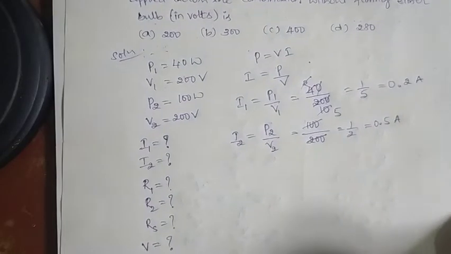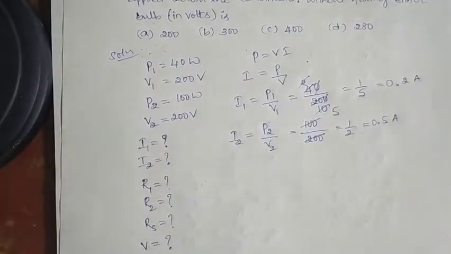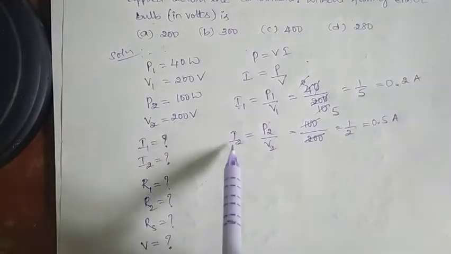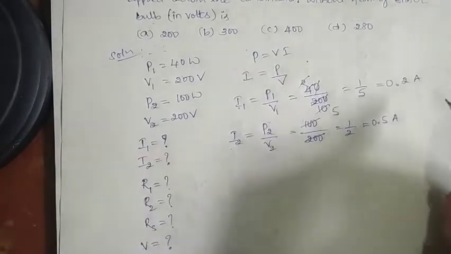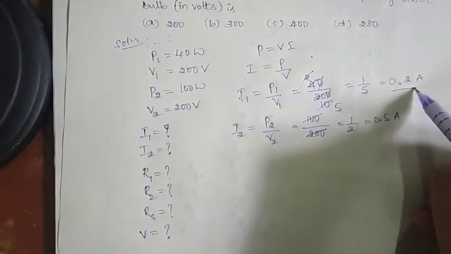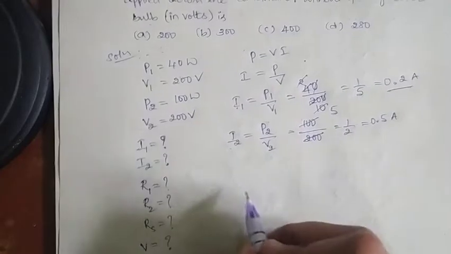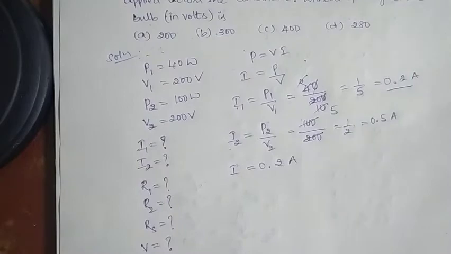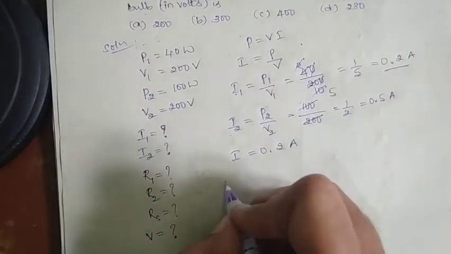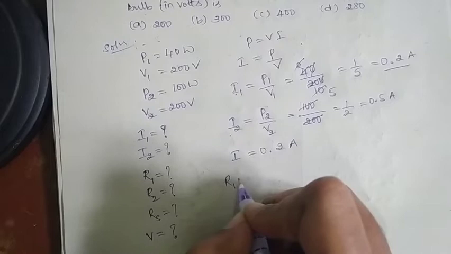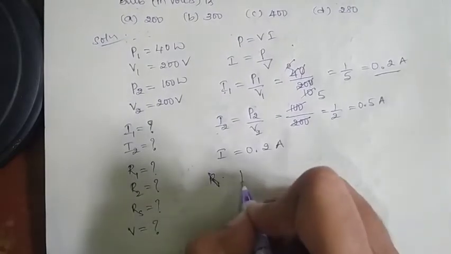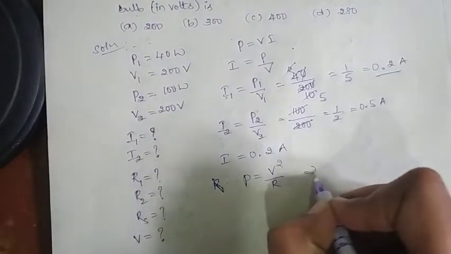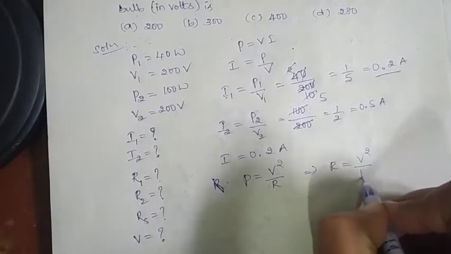Now, in series combination, the current flowing through the bulbs will be the same. But here I have to find the current through the first bulb and the current through the second bulb. In series combination, the minimum value of current is supplied across those bulbs. Hence, the current flowing will be 0.2 ampere. Next, I have to find R1. We know that P equals V square divided by R. From this, R equals V square divided by P.